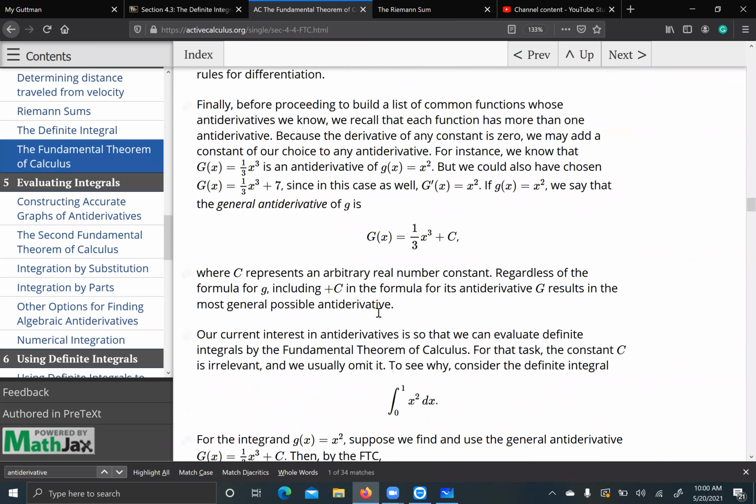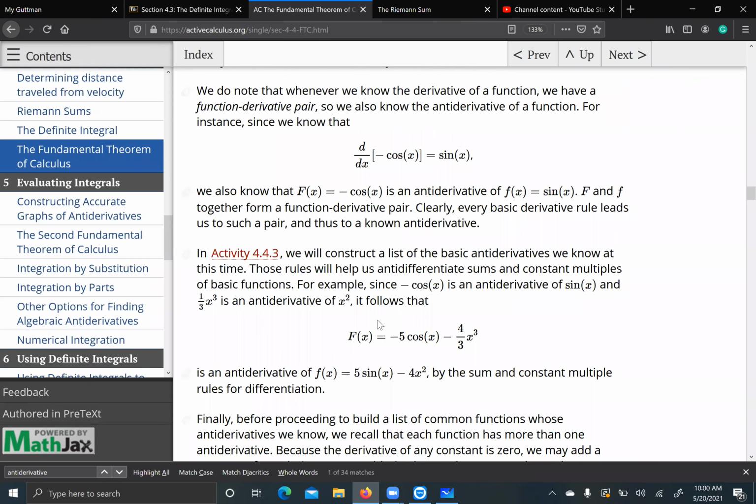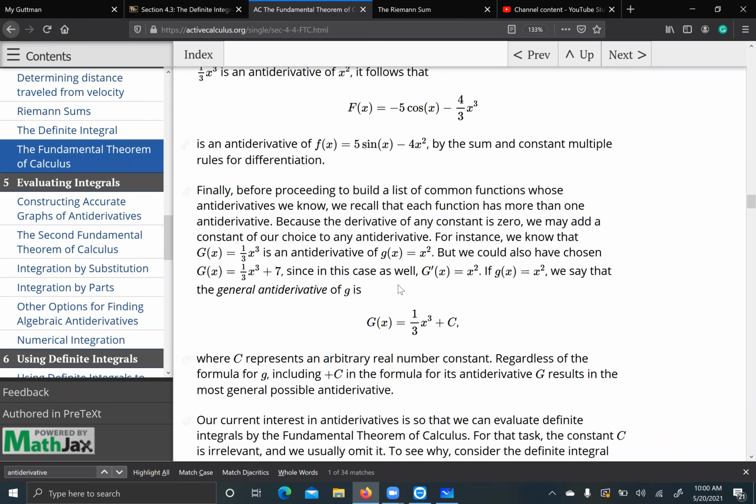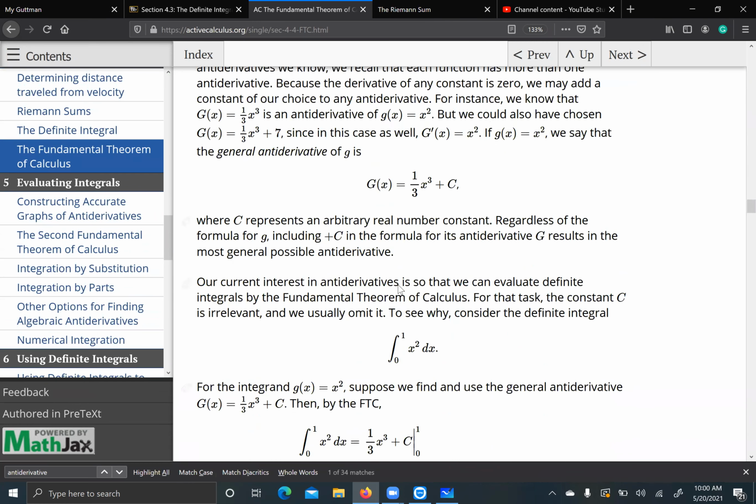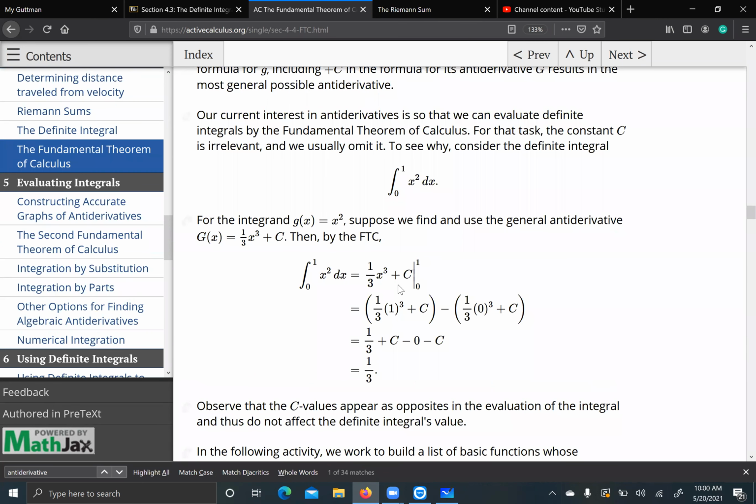For example, there could be many functions, not just one function. There could be infinitely many functions that give you that function. But because we are working with a definite integral, that's not an issue. We can forget about that. And then when we look at other integrals, that's something that matters.